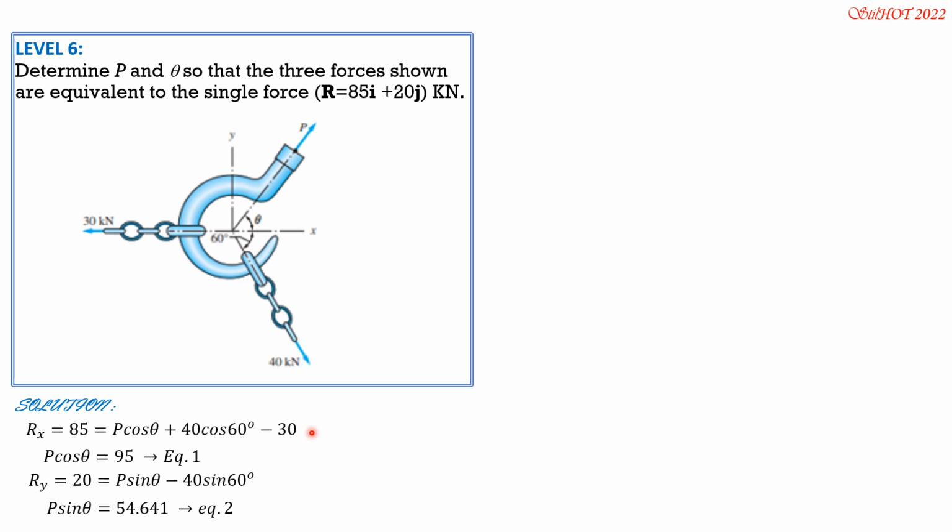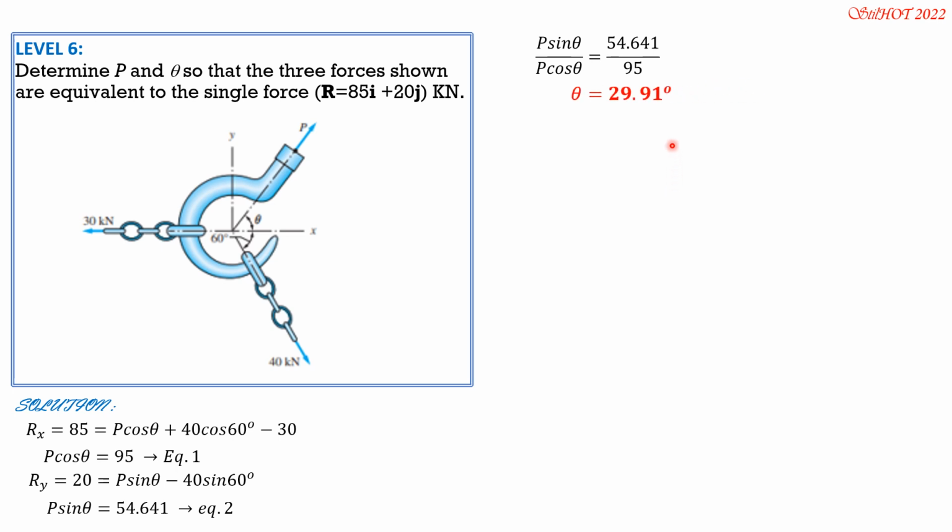54.641, equation 2. So to solve for theta first, divide equation 2 by equation 1. So P sine theta over P cosine theta equals 56.641 over 95. Cancel P, tangent theta equals this ratio on the right side. So we can now compute for theta, inverse tangent of this ratio. So theta is 29.91 degrees.